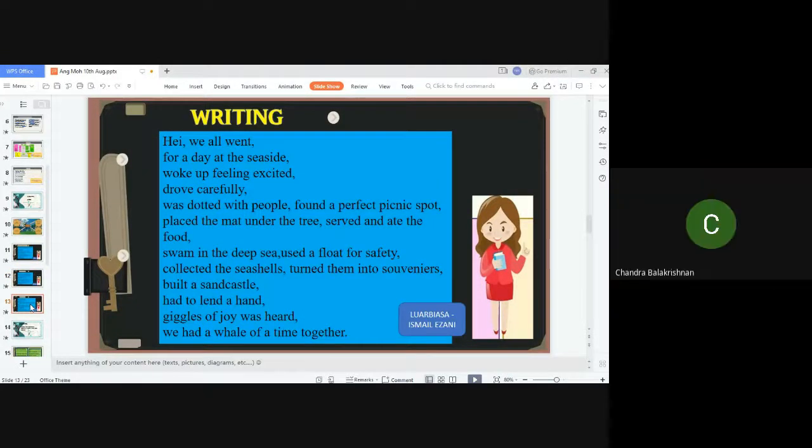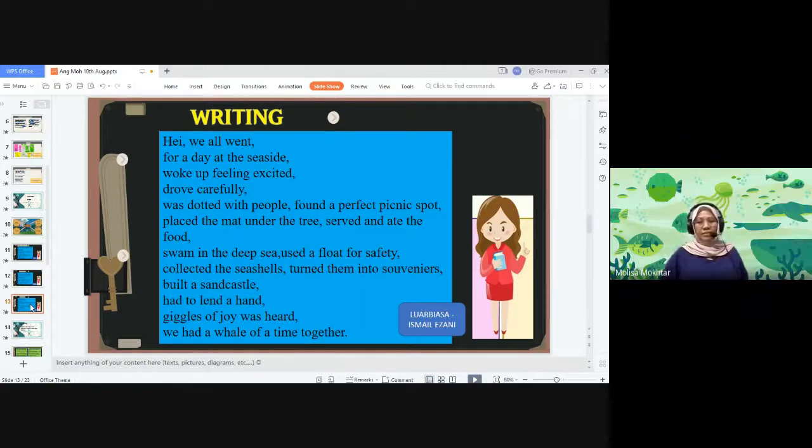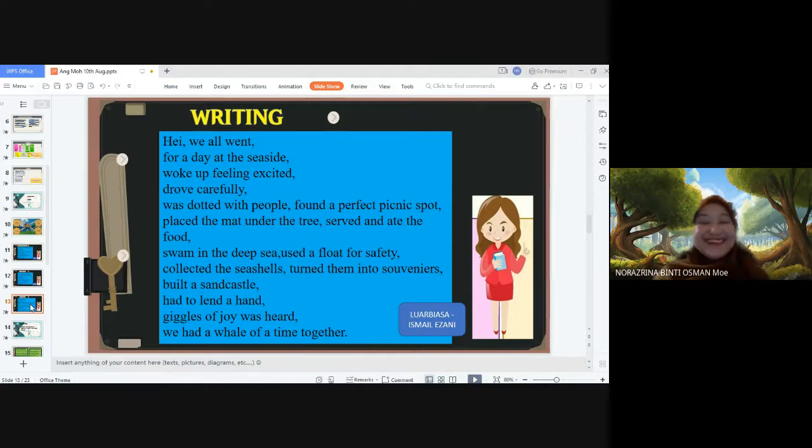Okay, this is also something different. Ada yang ask me ni, can we use song to teach writing? What do you think? Boleh tak guna song untuk ajar writing? Boleh ya? So buat macam ni, anggut je. Can.